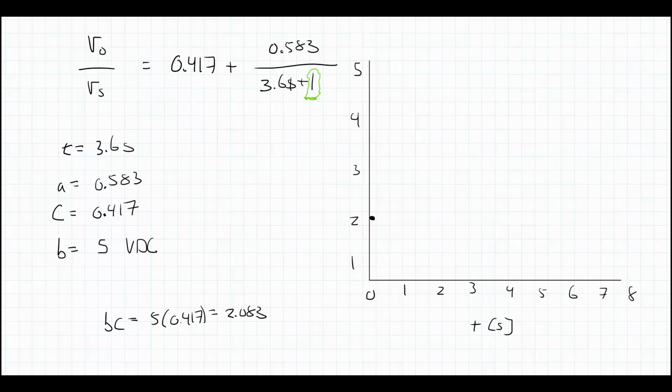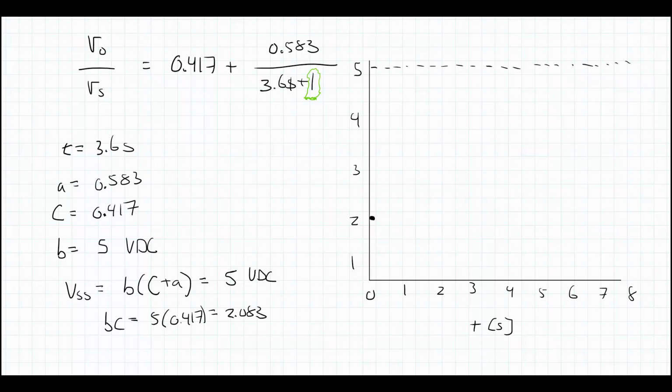And let's look at our steady state value. The steady state value is going to be b times c plus a. Well, c plus a, 0.417 plus 0.583 is 1. So our steady state value here is 5 volts DC. So I'll put my line up there. That's what we're asymptotically going to approach. We're starting at about 2, we're going up to 5, so we're going to approach asymptotically from below, going up and up and up, getting closer and closer to 5.